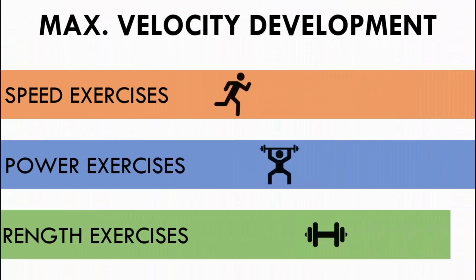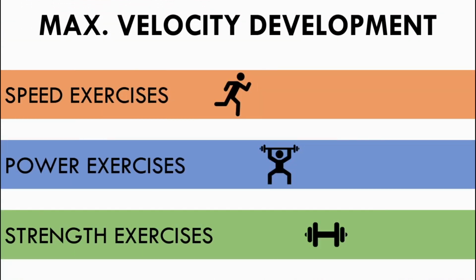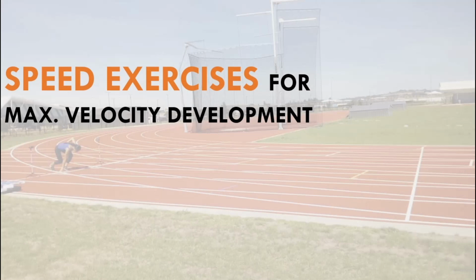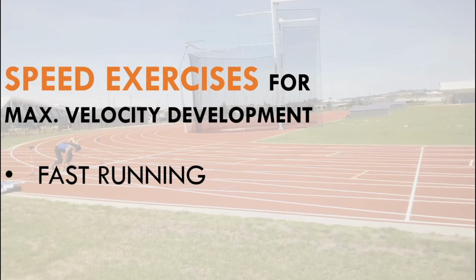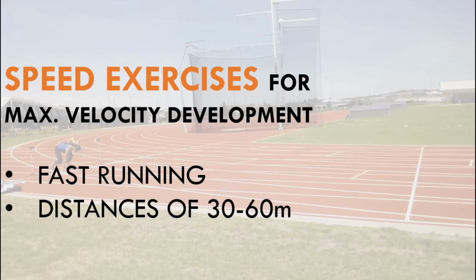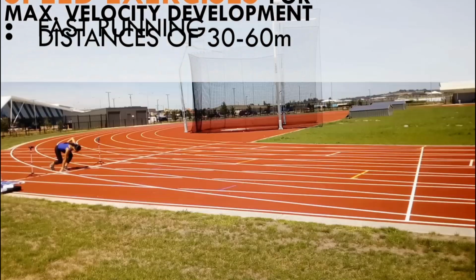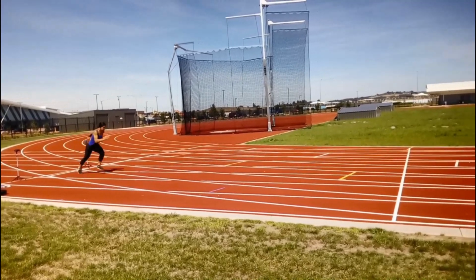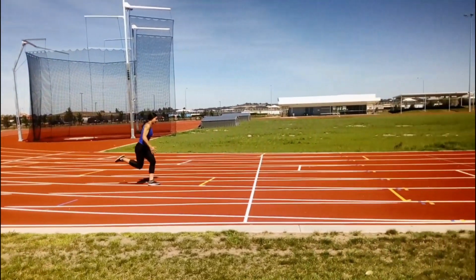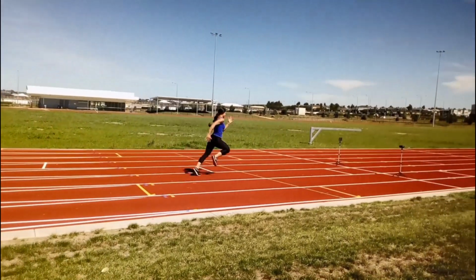Moving on now to maximal velocity training, we have the same 3 categories of training which can enhance performance. Speed training for maximal velocity development would include exercises which allow the body to travel fast. Distances for this type of training should be slightly longer to allow the athlete to reach the highest speeds possible. So 30 to 60 meters would be an appropriate distance range. Straight sprints, flying sprints, and overspeed sprints are all great drills to implement.